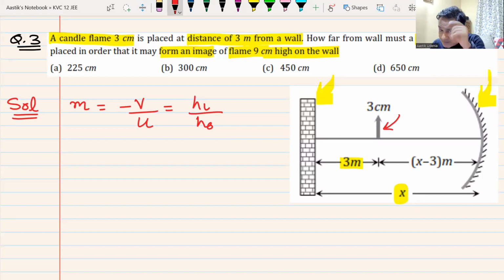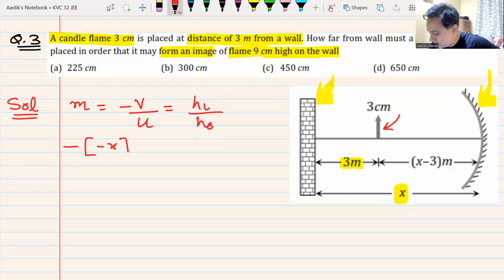Now, since I have drawn the diagram, you can tell me what is the value of v. Tell me what is the value of v from here. Remember with sign convention, and that is why it is good to understand what type of image is there. What is the value of v? Look at this. Open your eyes. Everything is in front of your eyes. Minus x. Yes? Minus x. That is great.